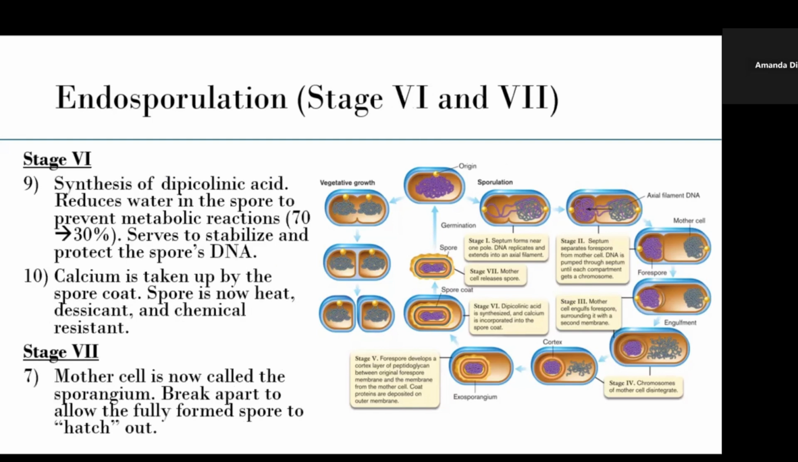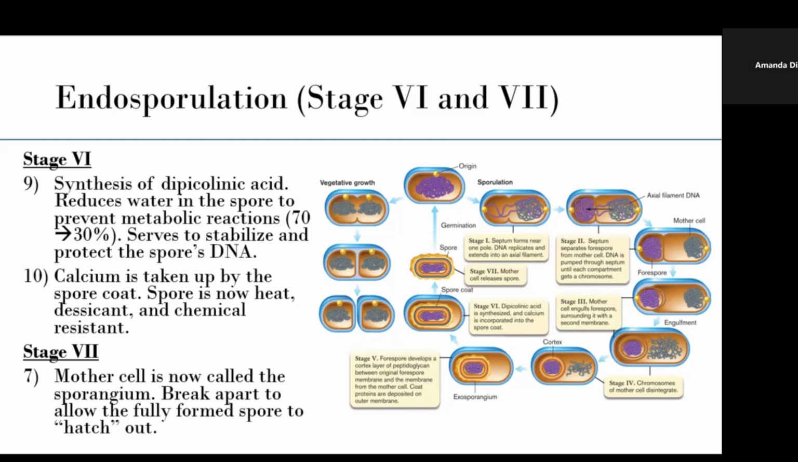Let me keep going. Then in stage 6, the cell will make a lot of dipicolinic acid. What this does is, inside the forespore, it's going to reduce the water content from 70% down to 30 or sometimes 10% water. So this is one of the key ways that a spore can survive, because water is pretty corrosive. It's constantly causing chemical reactions. So if we decrease the amount of water available, our molecules are going to stay more intact.